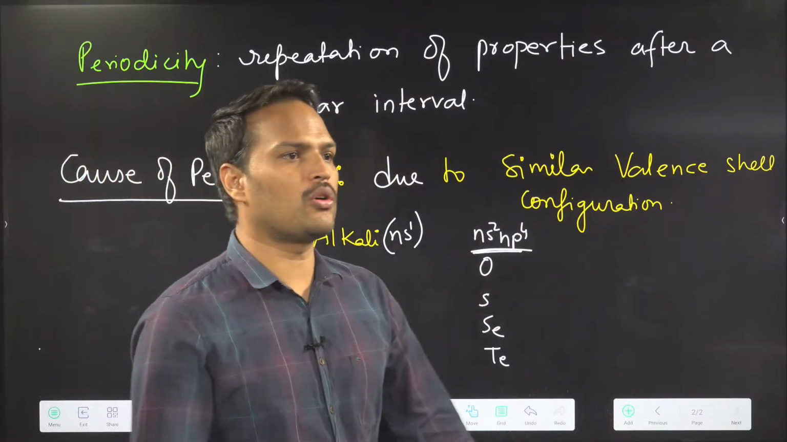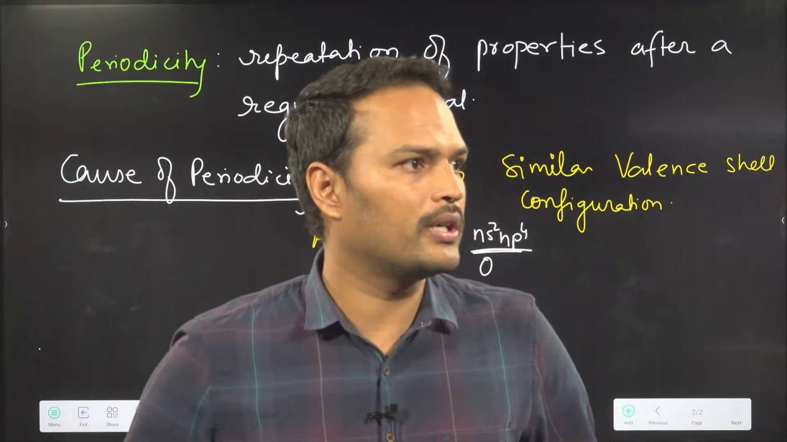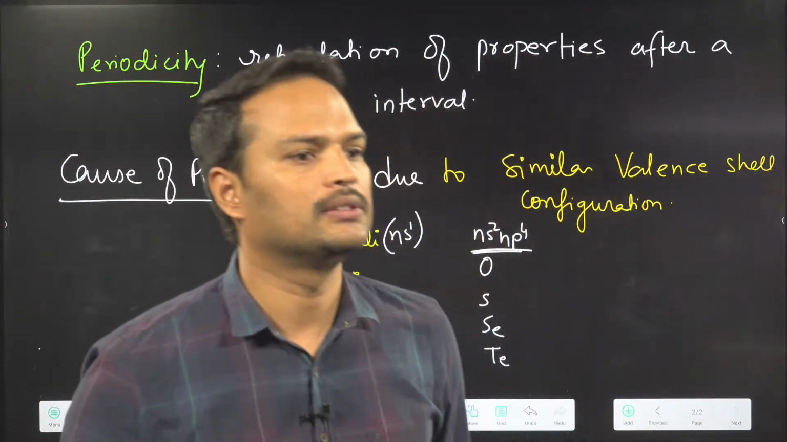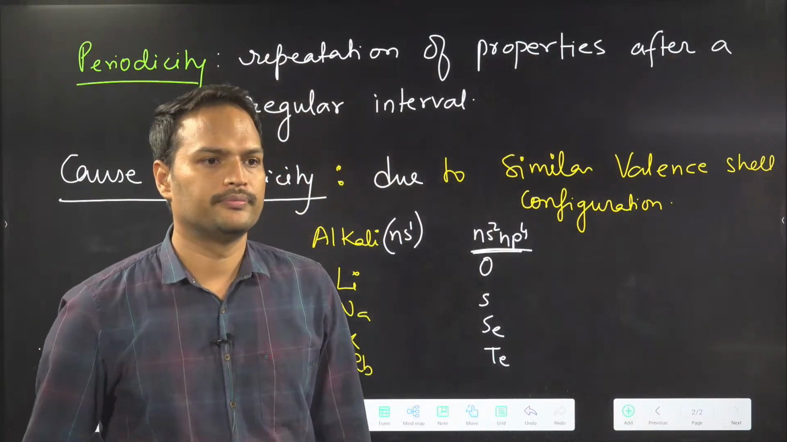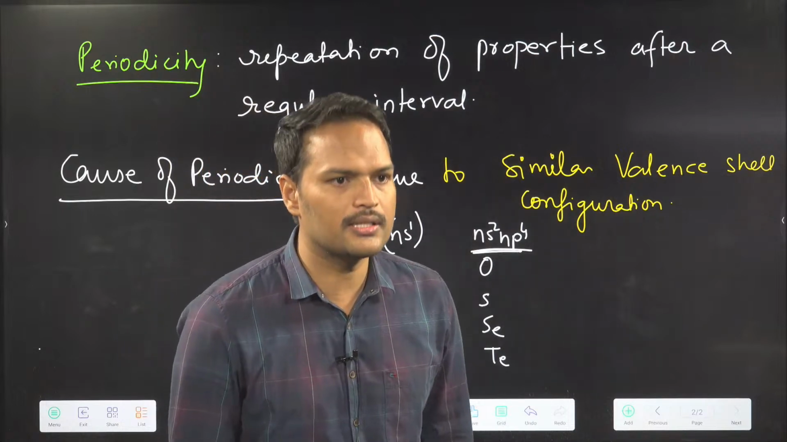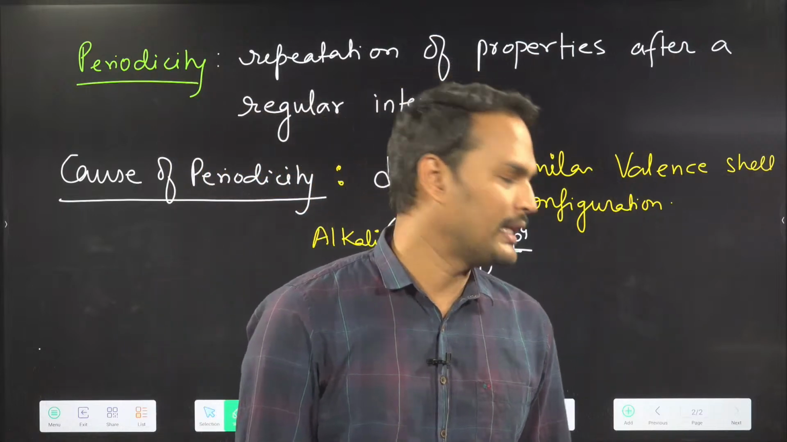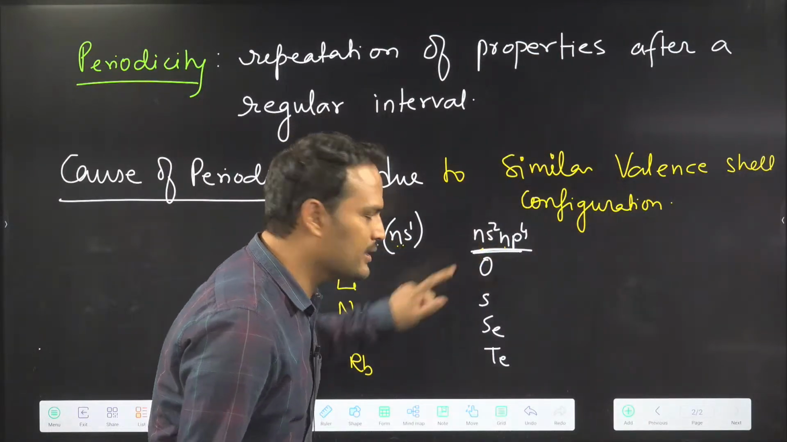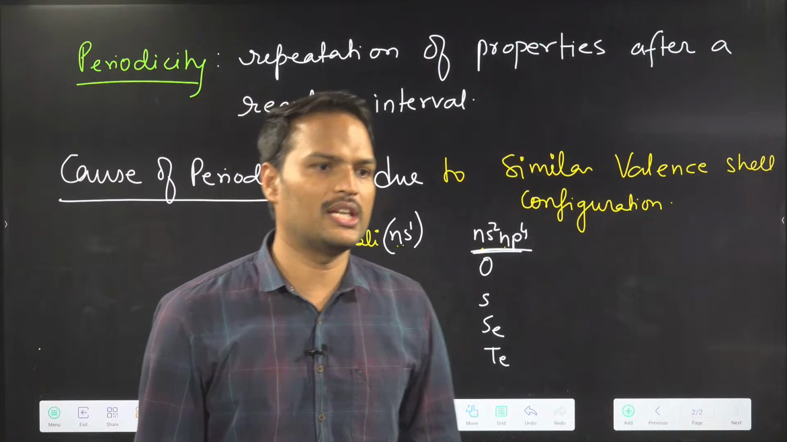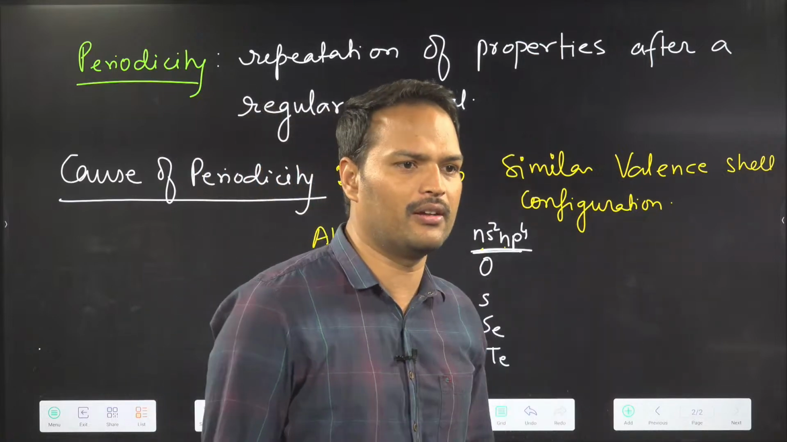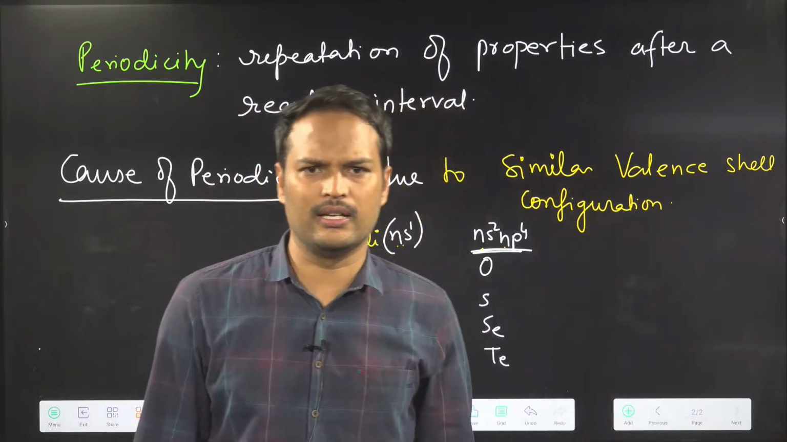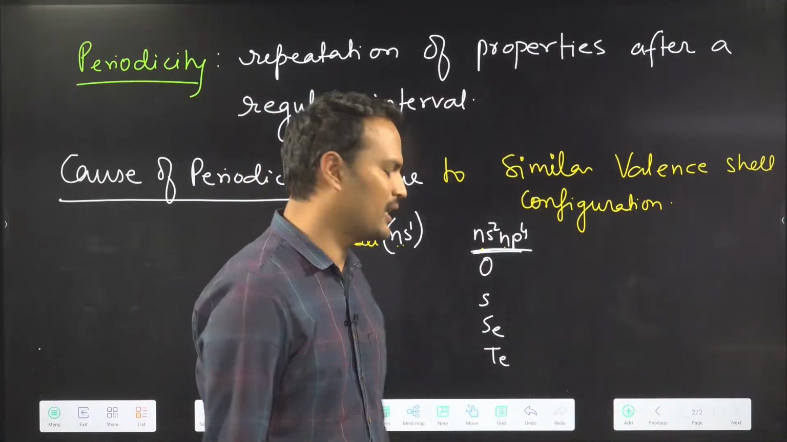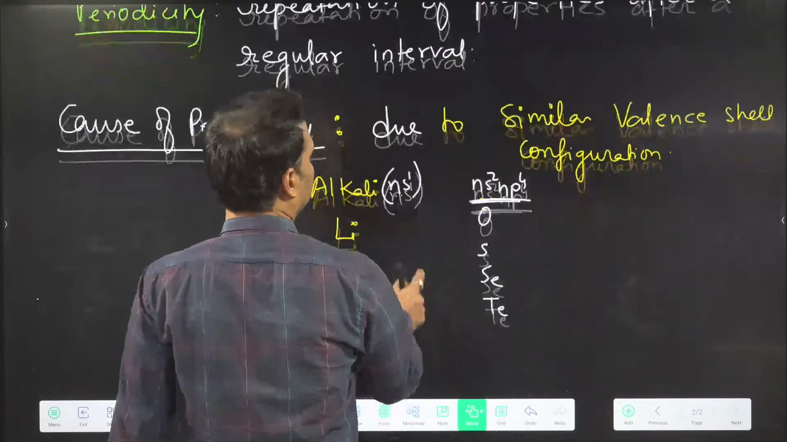Okay, na? So what is the cause of periodicity? Tell quickly. Sandhya, what is the cause of periodicity? Valence shell configuration is similar. You can write a shortcut also, VSC. Very, very good. Valence shell configuration is similar. Done.